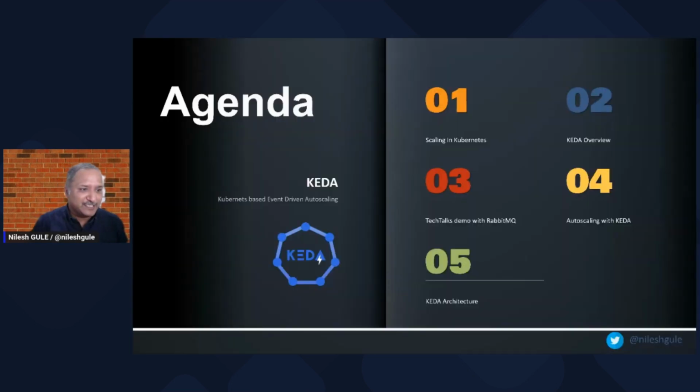Now, coming back to today's session, the agenda is we will look at the different options for scaling, and specifically scaling in Kubernetes. Then we will look at an overview of KEDA, which is one of the open source projects which allows us to do scaling. We will also have a look at a very small application called Tech Talks, which uses RabbitMQ as one of the message brokers. Then we will see how KEDA can help us in the auto-scaling part. And finally, we'll close with the architecture of KEDA and have some Q&A if time permits.